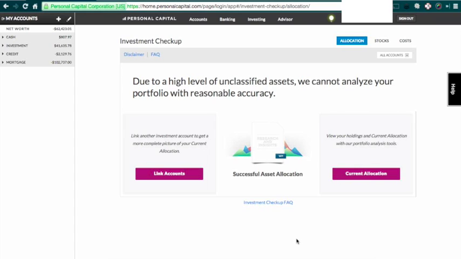So for me, this doesn't work because of the fact that my daughter's 529 is an unclassified asset, and that makes up a significant percentage of the investment assets that we have linked to Personal Capital. But this does work well, and I encourage you to use it.